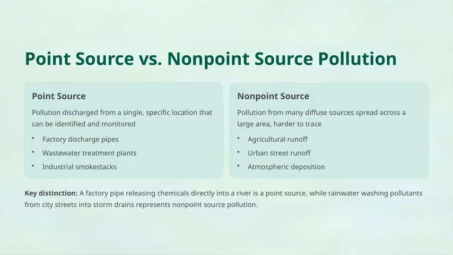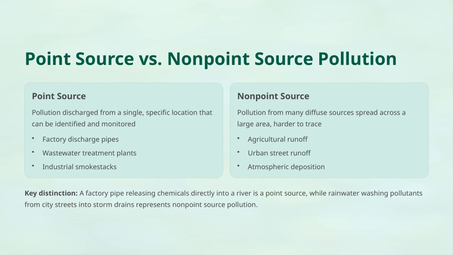Let's take a closer look at point source versus non-point source pollution. Point source pollution comes from a single, specific location that we can easily identify and monitor. For example, factory discharge pipes or wastewater treatment plants are typical point sources. You can think of industrial smokestacks as well.